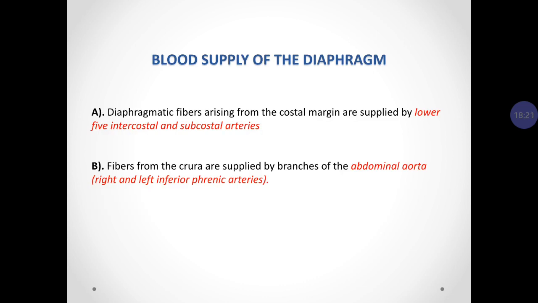Now we can discuss the blood supply and the nerve supply of the diaphragm. Those fibers of the diaphragm which arise from the costal margin are supplied by the lower 5 intercostal and subcostal arteries, while the fibers which arise from the crura are supplied by the branches of the abdominal aorta, and the names of these branches are the right and left inferior phrenic arteries. In addition to these 2 major supplies, there are other small contributions from internal thoracic artery and the thoracic aorta.